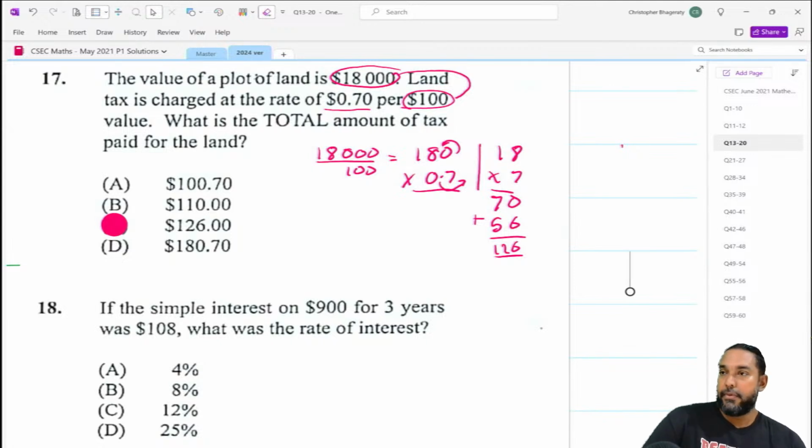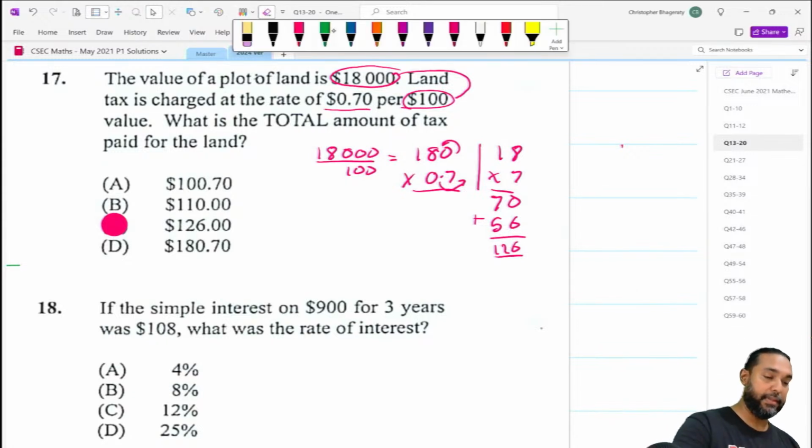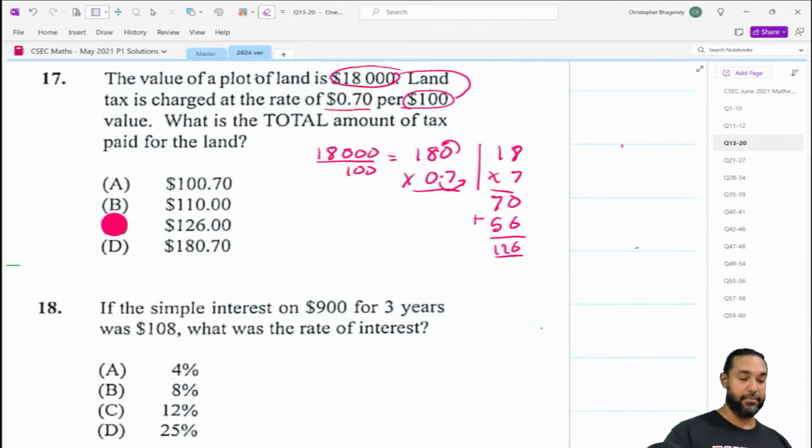Right, there we go again. 18. If the simple interest on 900 for 3 years was $108, what was the rate of interest? I see Jassy come out strong, saying A already. All right, cool. Let me see.